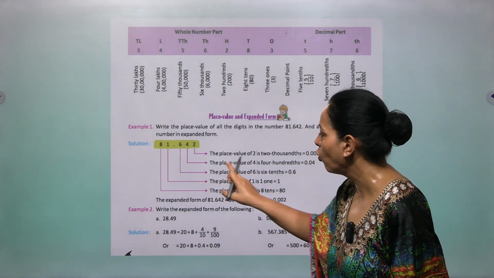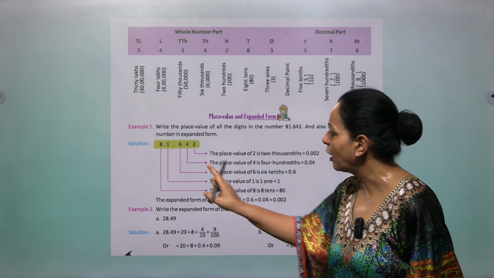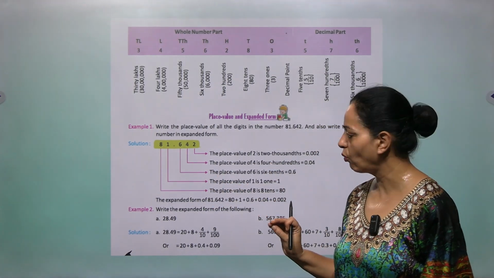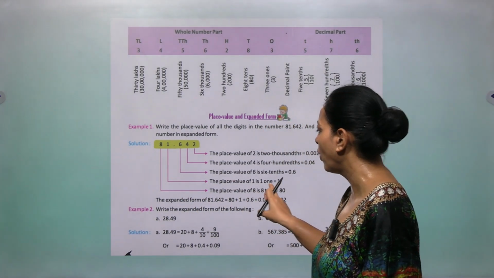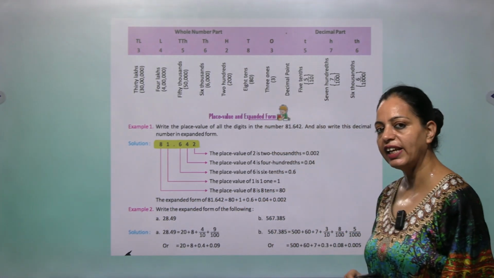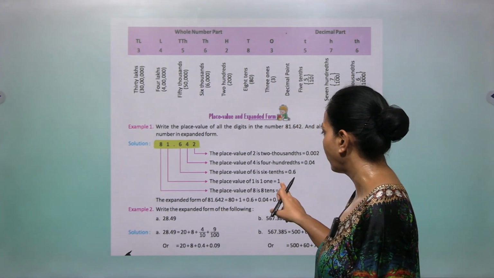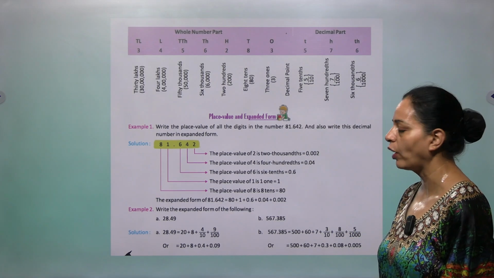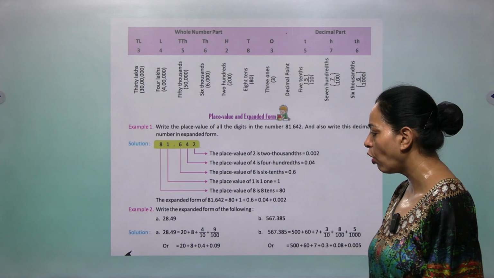The place value of 4 is 4 hundredths, meaning 0.04. Then the place value of 6 is 6 tenths, meaning 0.6, right? Now 1 is at ones place, so the place value of 1 is 1 only. 8 is at tens place, so the place value of 8 is 80. So the expanded form we can write: 80 plus 1 plus 0.6 plus 0.04 plus 0.002.